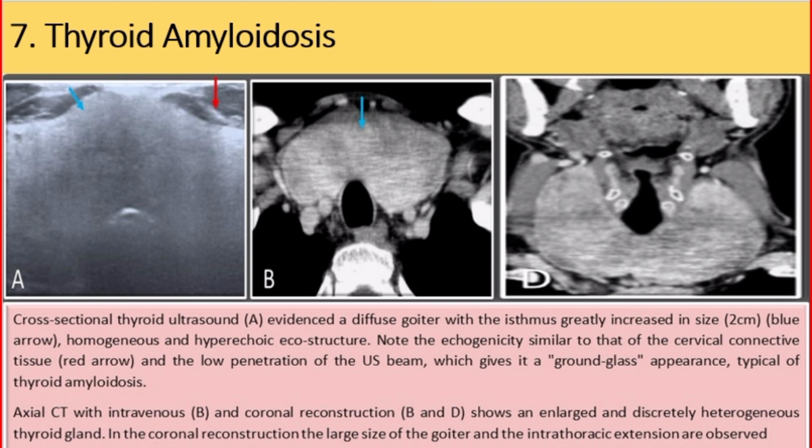Axial CT with intravenous contrast, B, and coronal reconstruction, B and D, shows an enlarged and discretely heterogeneous thyroid gland. In the coronal reconstruction, the large size of goiter and intrathoracic extension are observed.